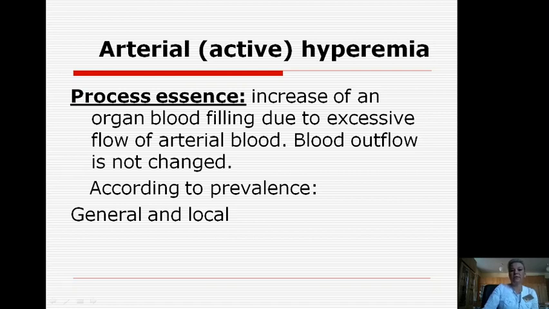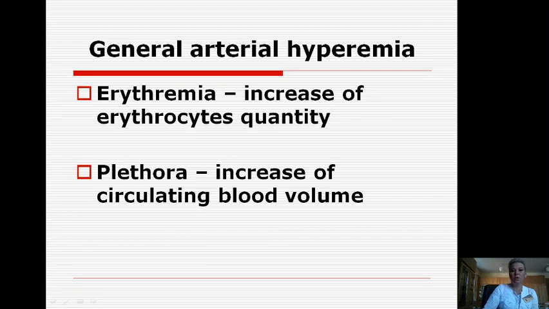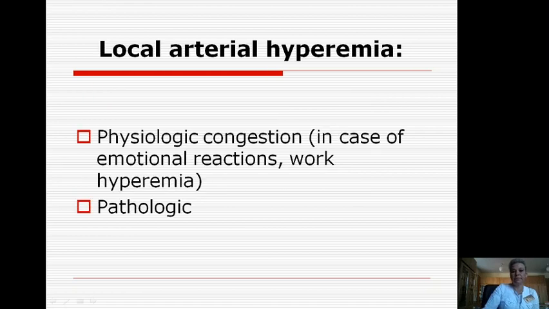According to prevalence, arterial hyperemia can be general and local. General arterial hyperemia may be as erythrosis, where we see increase of erythrocyte quantity only, without increased volume of blood, and plethora, increase of circulating blood volume up to 10-15 liters.